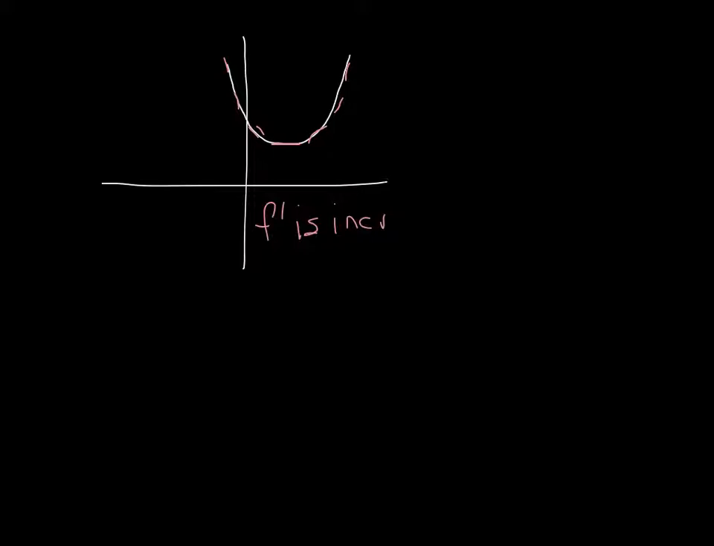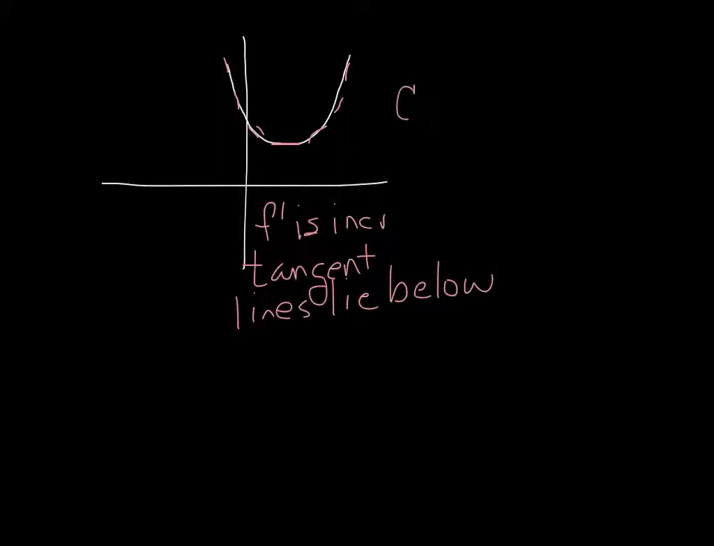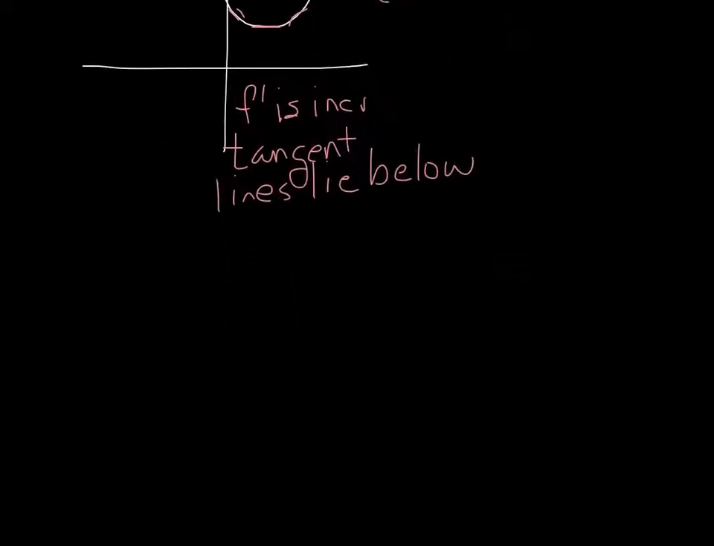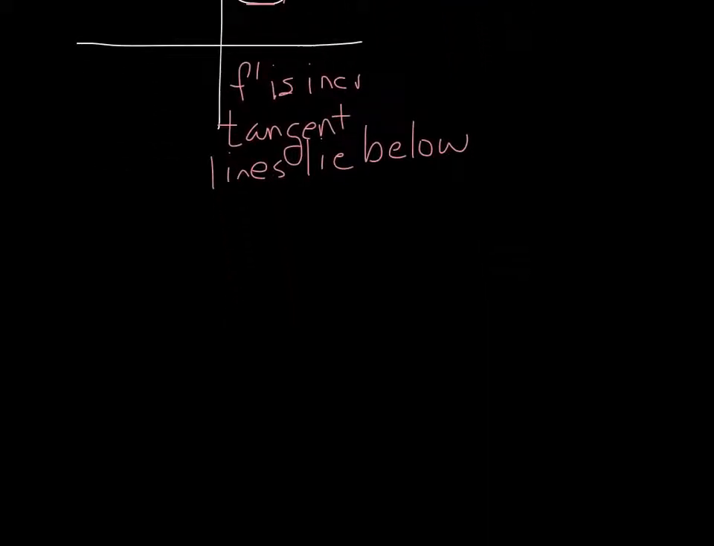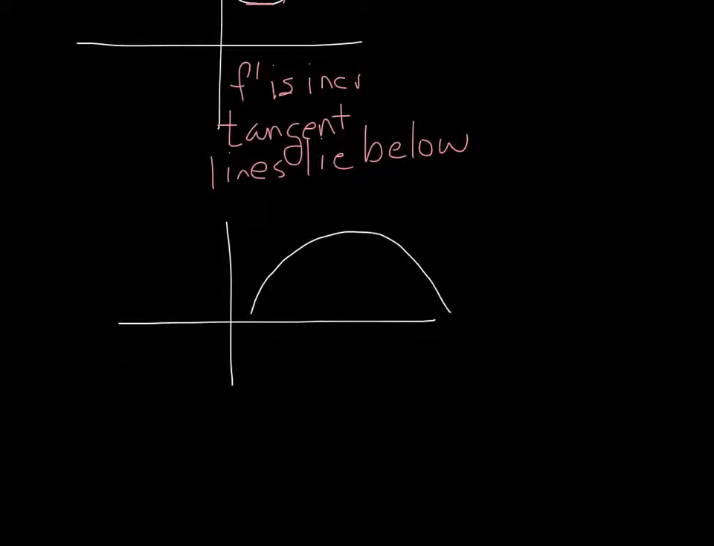All right, and notice too that the tangent lines lie below the graph. And this is a function that is concave up. Now let's look at a function that's concave down. This is a graph of a function that's concave down.